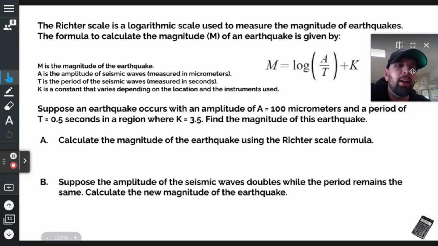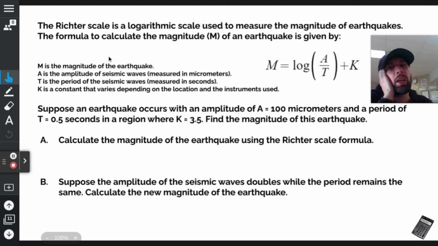The Richter scale is a logarithmic scale used to measure the magnitude of earthquakes. The formula to calculate the magnitude M of an earthquake is given by that equation right there, where A is the amplitude measured in micrometers, T is the period measured in seconds, M is the magnitude, and K is a constant that varies depending on the location and the instruments used. Suppose an earthquake occurs with an amplitude of A equals 100 micrometers in a period of 0.5 seconds in a region where K equals 3.5. Find the magnitude of this earthquake.